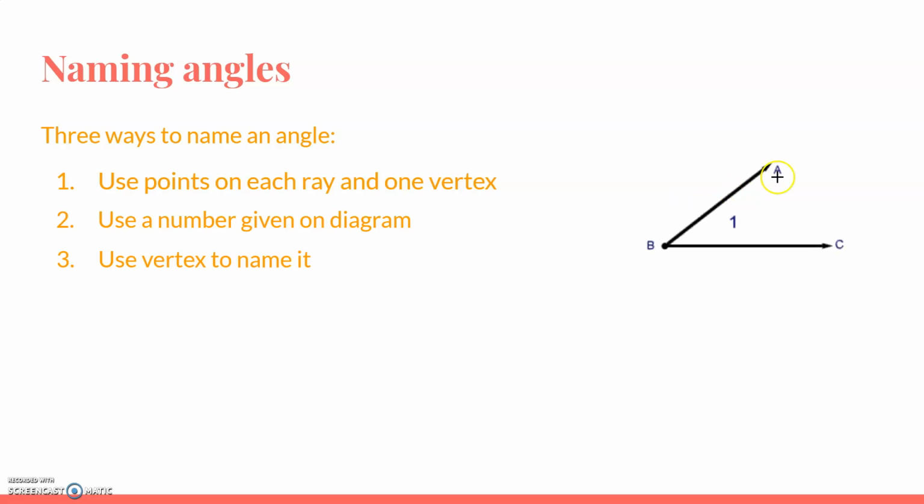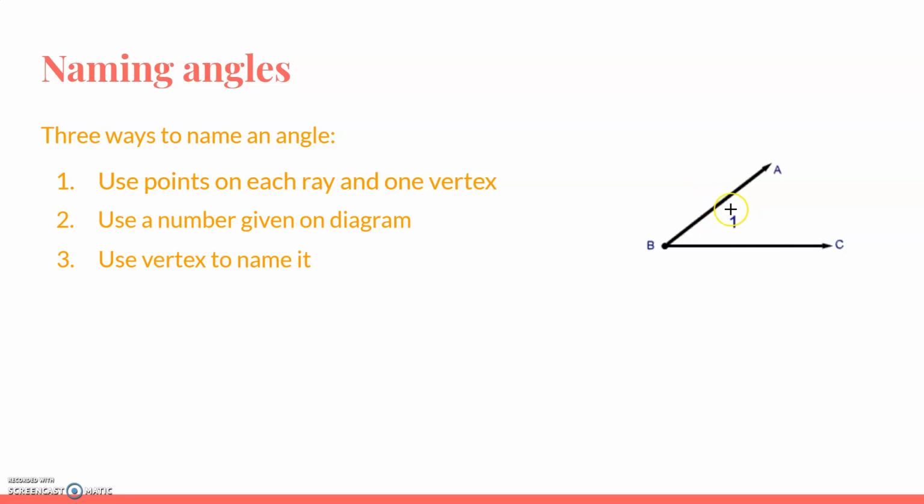So here in our diagram we can use a point on each ray and one vertex. So the point A is on the first ray, point C on the second ray. We can say angle ABC or angle CBA. One thing though, whenever you're going to use this for naming, the angle B will always be in between A and C.